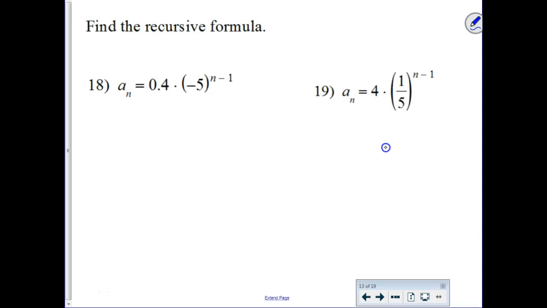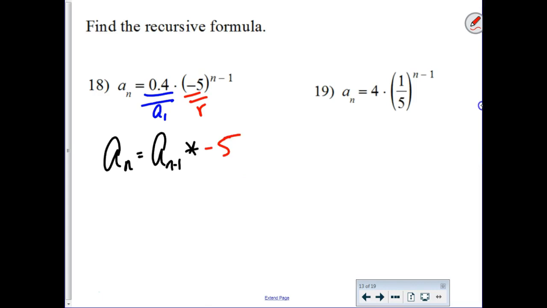So this time I'm giving you an explicit, and I want you to write the recursive. If you stop and think about what you needed to write the recursive formula, you need a first term and you need a common ratio. And I think you're staring at both of those things. This is your first term, and this is your common ratio. So the recursive formula says take your previous term and multiply it by the common ratio, which is -5. And then you have to tell your reader where to start. So the first term is 0.4.